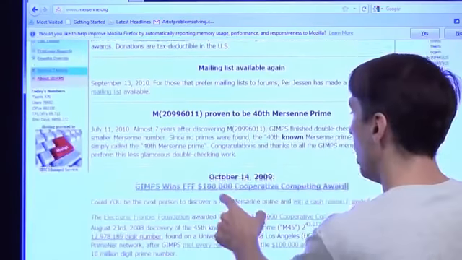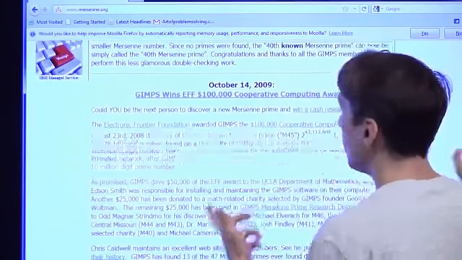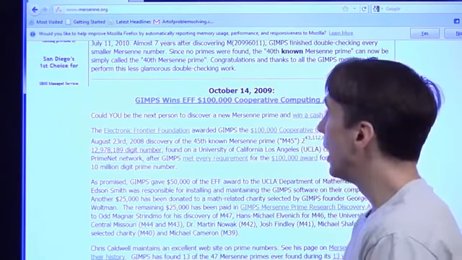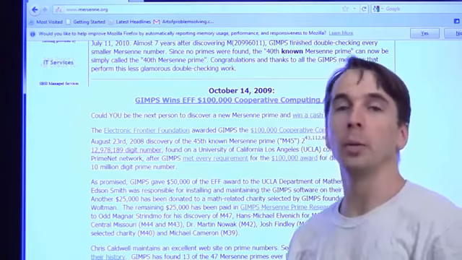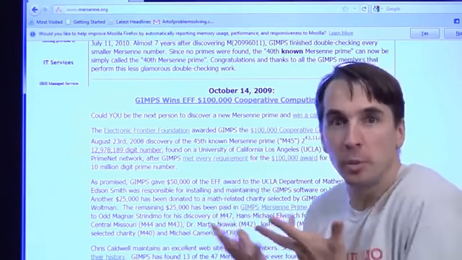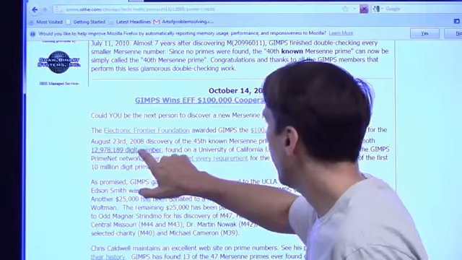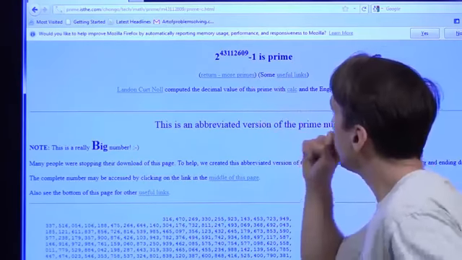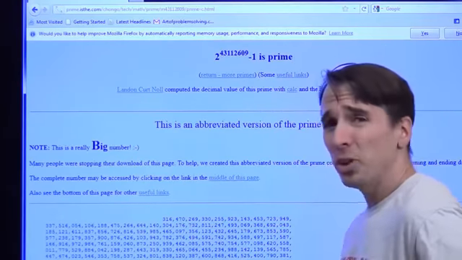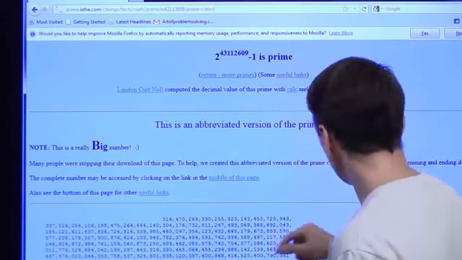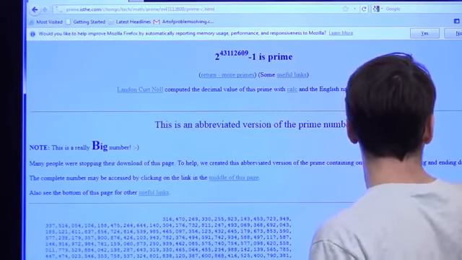Let me see here. We got $100,000. They won $100,000 for what they call cooperative computing, because all these people's computers are working together to find really large prime numbers. Most of the largest prime numbers that have been found in the past decade or so have been found by this group. Let's take a look at this one. This is 2 to the 43,112,609 minus 1.